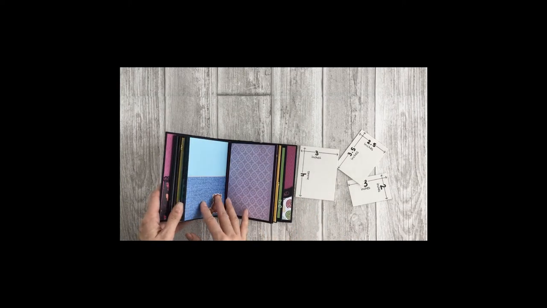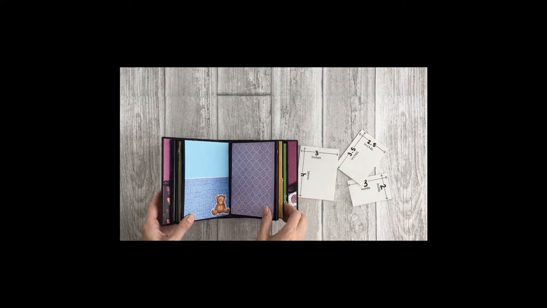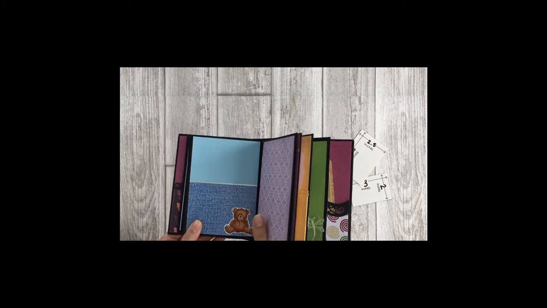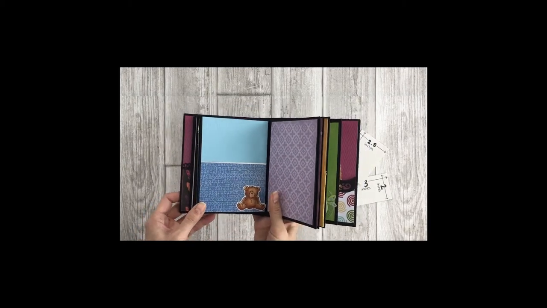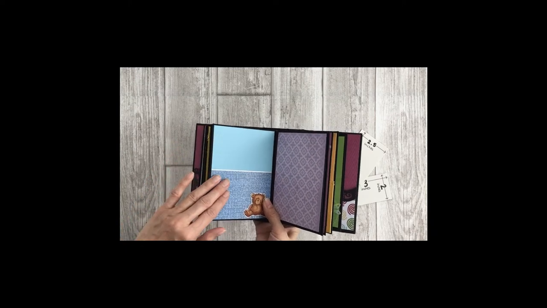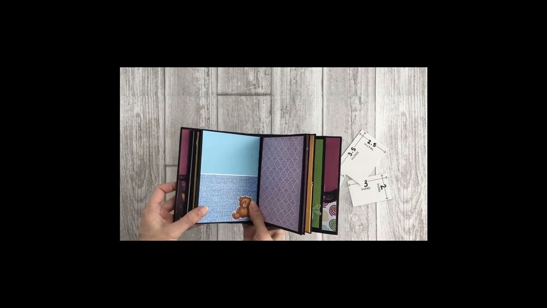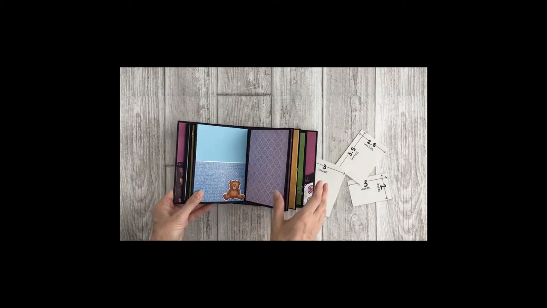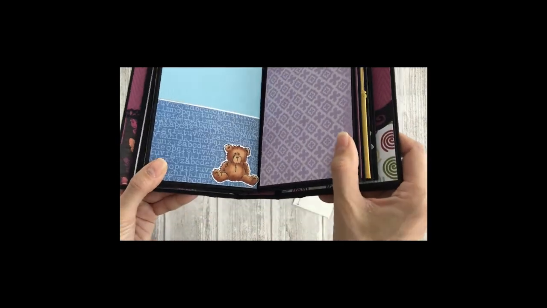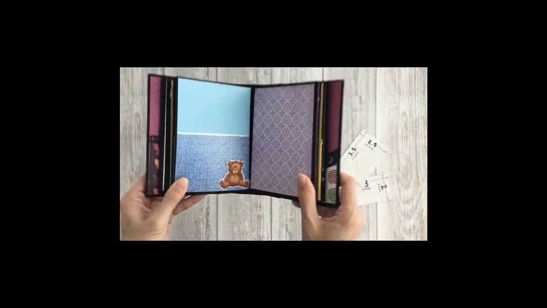Okay, so that was blue. Then we're back to blue, purple, and then it repeats. So this page, I don't know why, it makes me think of bedtime stories. Maybe because the way I did the separation on this page kind of looks like wainscoting in a kid's room or something, and there's your bedtime bear. But I stamped that bear and colored it with my Copic markers.